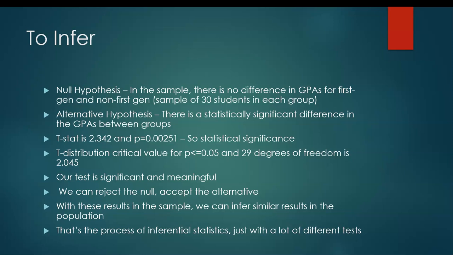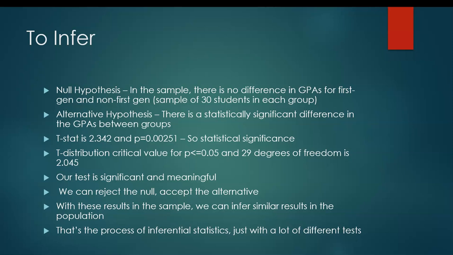We opened up the t-distribution table. We pulled down to the row that is 29 degrees of freedom. We moved over to the column that is 0.05, and we noted the value there, which was 2.045. Our t-statistic exceeds 2.045. So that means our test was both significant and meaningful. So now we can go back to our hypotheses, and we can reject the null and accept the alternative. And with these results in the sample, we can then infer similar results in the population.